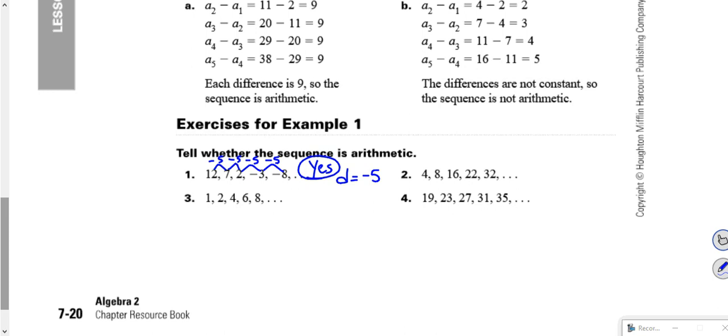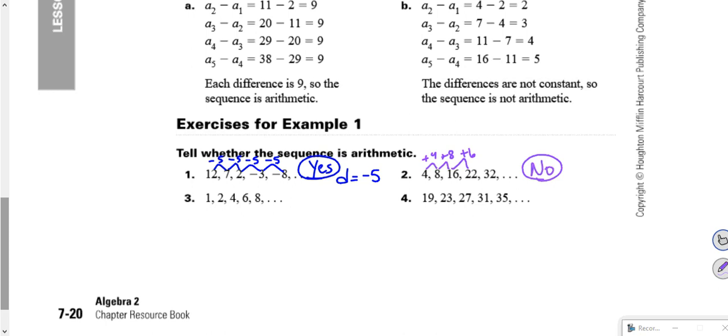Okay, number 2. Again, here we are adding 4. Uh-oh, here we are adding 8. Okay, here we are adding 6. That's kind of all over the place. So that's a big fat no.